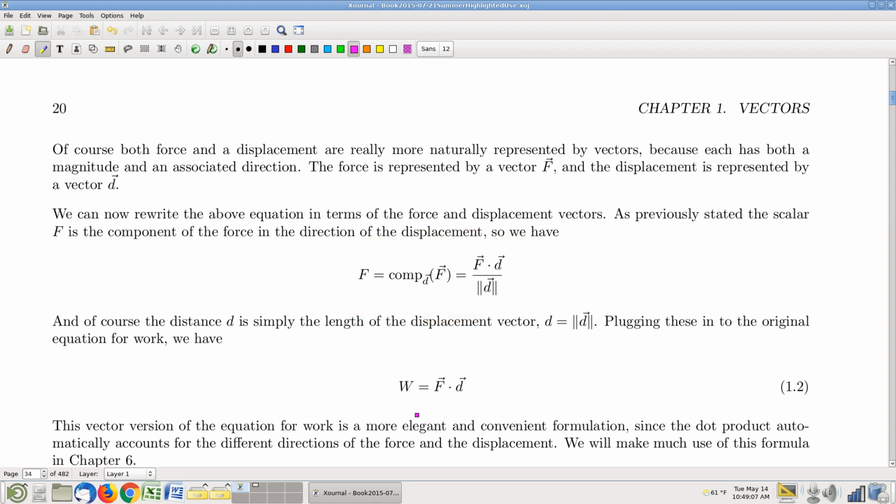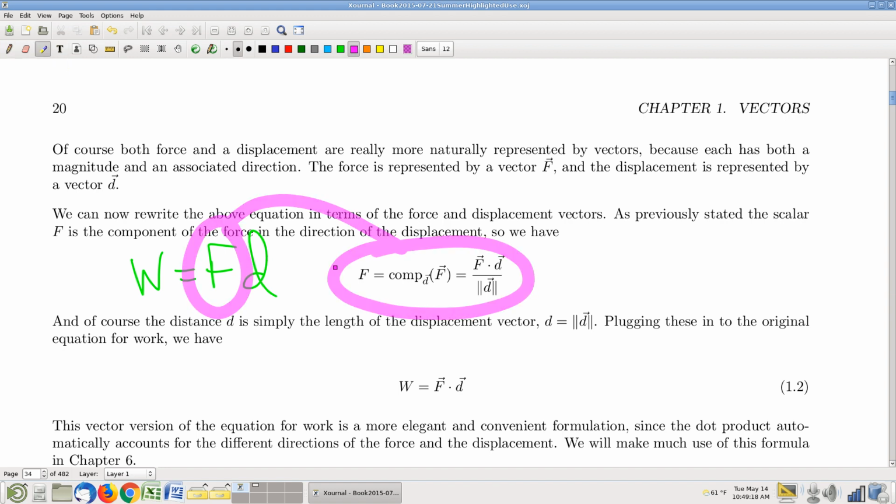I want work to be equal to force times distance, but this force should be the component of the actual force, the actual force vector, in the direction that you're actually going. So that component calculation we talked about previously, that's the relevant part of the force. I don't really care about the extent to which the force is moving in a different direction than the displacement. The distance here is the magnitude of the displacement vector.